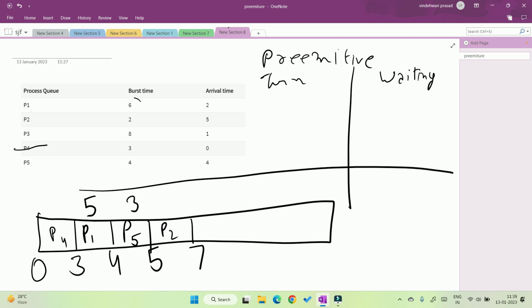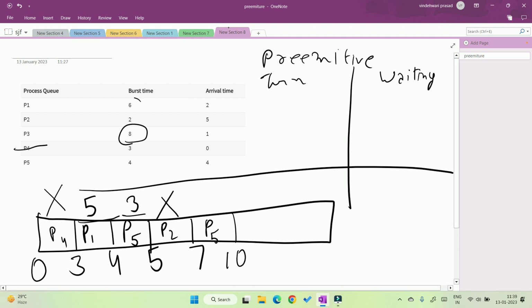And now which process will run? Please mark a cross on the process that gets completed, so you will remember. Now there are 3 processes left: P1, P5 and P3. Which has less burst time? Here P5 has less burst time, because it has 3 seconds left, P1 has 5 seconds left and P3 has 8 seconds. So which process comes first? P5, and it will complete after 10 seconds.